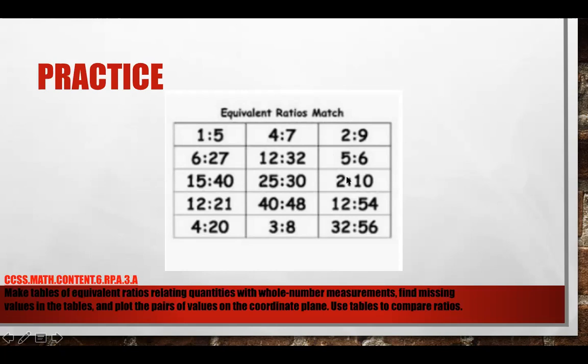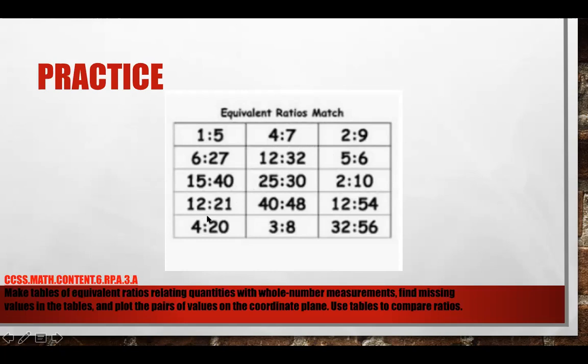Is there anything else? I see 1 too. So if we can look at this ratio 4 to 7, I know there's a relationship between 4 and 12 because 3 times 4 gets me 12. Ooh, and 3 times 7 gets me 21. So they must be correlated.